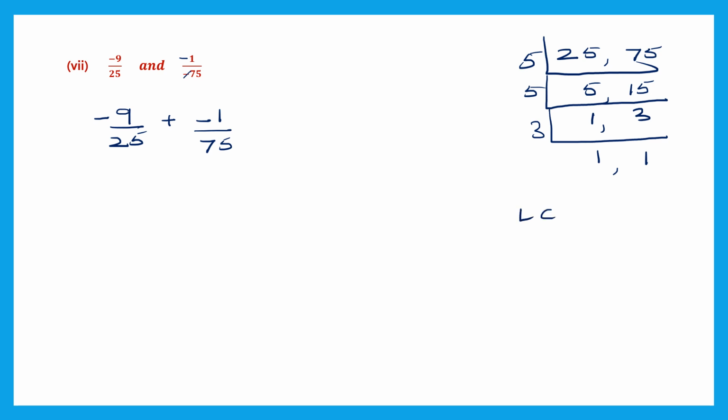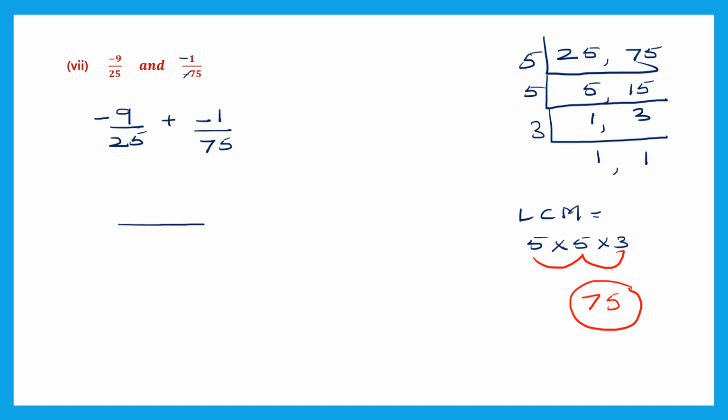So what is our LCM? Our LCM is 5 into 5 into 3. So 5 fives are 25. 25 into 3 is 75. So 75 is the LCM which we are going to use here. So the common denominator is now going to be 75.